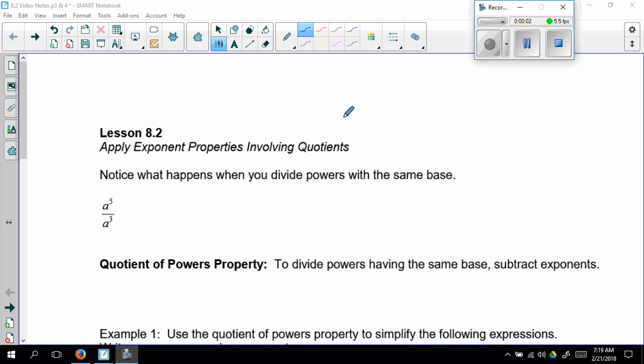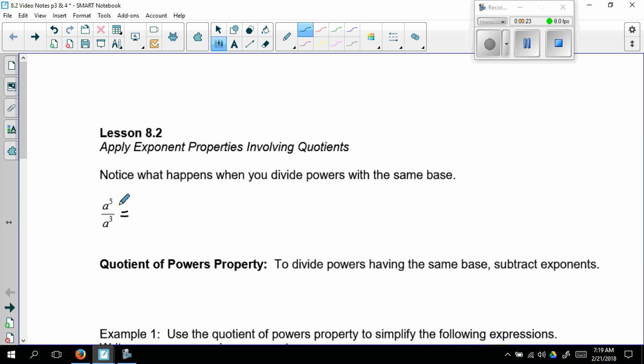This video is about Lesson 8.2, pages 3 and 4 of your Chapter 8 notes packet. In Lesson 8.1, we were talking about exponent properties involving products. In 8.2, we're going to talk about exponent properties involving quotients. Let's first discover what the property is, much like you did for the products.